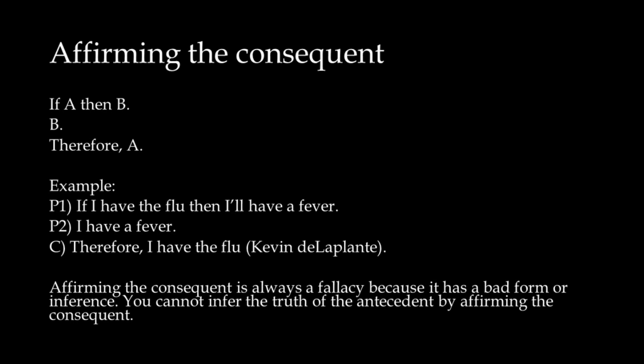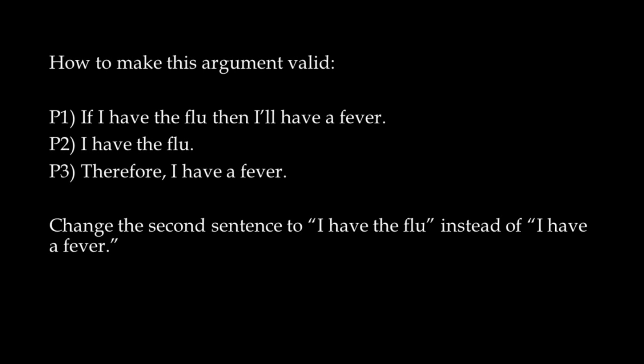Affirming the consequent. If A, then B. B, therefore A. For example, if I have the flu, then I'll have a fever. I have a fever, therefore I have the flu. Affirming the consequent is always a fallacy because it has a bad form or inference. You cannot infer the truth of the antecedent by affirming the consequent.